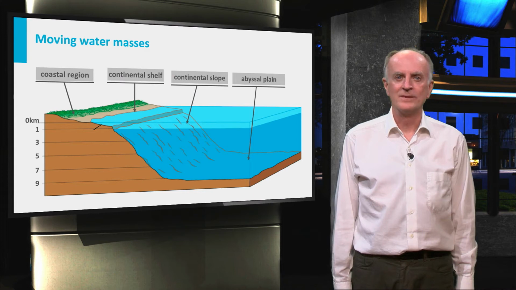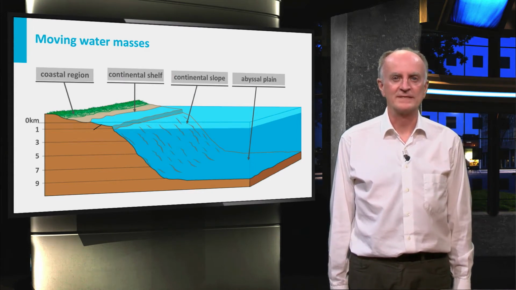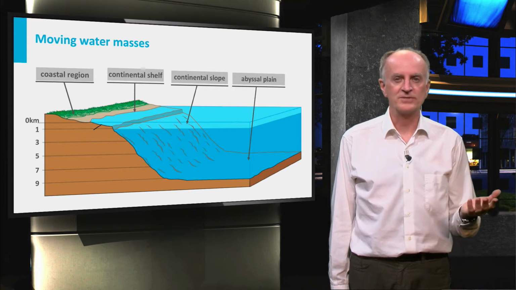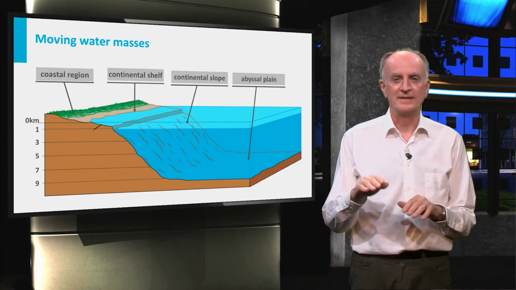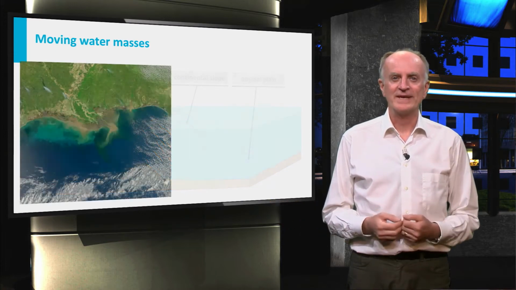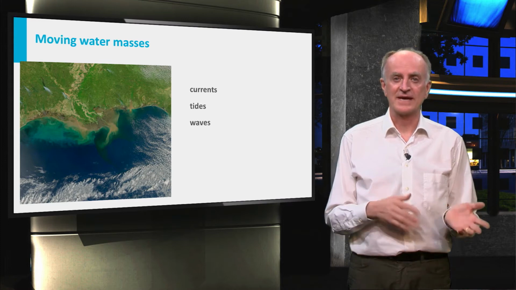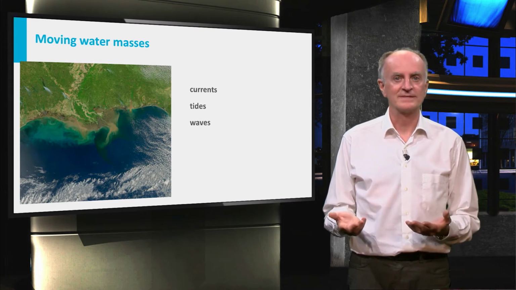Welcome. We've seen in the previous clip the main morphological domains of the sea and ocean: the coastal region, the continental shelf and slope, and eventually the abyssal plain. We will look today at how water masses move in these large domains and address currents, tides, and waves.